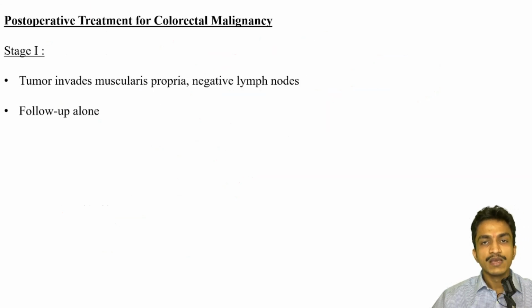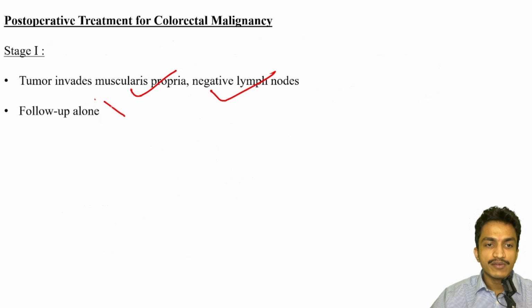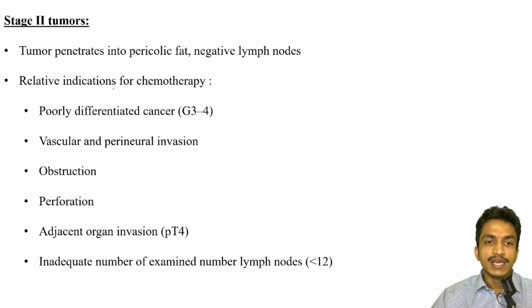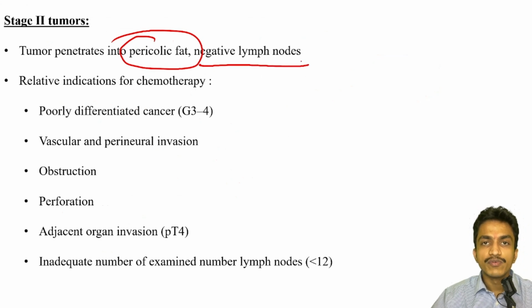Now coming to a topic from GIT, that is post-operative treatment for colorectal malignancy. It is usually divided into 4 stages. If the tumor is up to the muscularis propria with negative lymph nodes, then we only do a follow-up. If it penetrates into the pericolorectal tissues with negative lymph nodes, so it is usually T3N0.